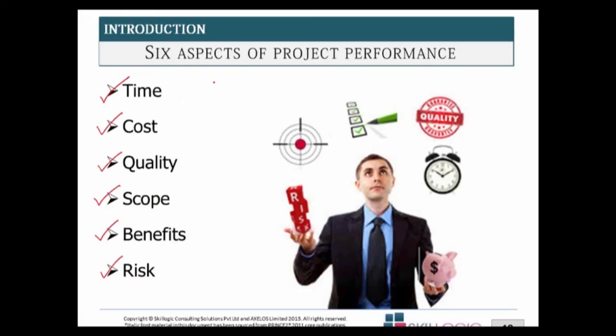PRINCE2 says we have six aspects of the project to be managed to deliver a successful project. They are time, cost, quality, scope, benefits, and risk. Time, as you know, is about the project timelines, start and end date, and also the entire schedule, which consists of start and end dates of individual activities. The aspect talks about sticking to the timelines and deadlines, and how you do that.